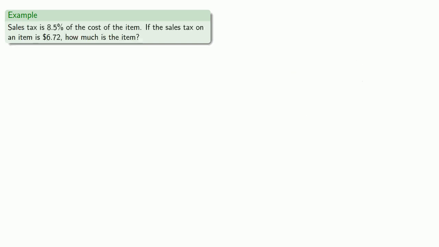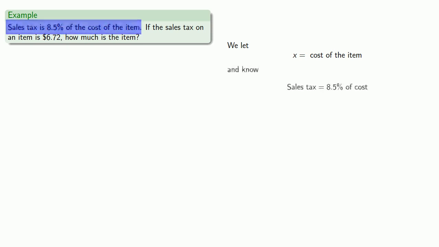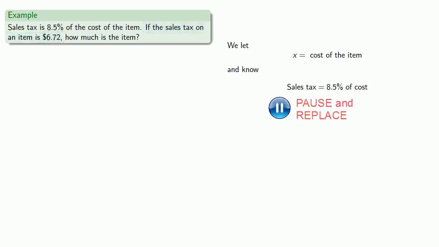How about a word problem? Sales tax is 8.5% of the cost of the item. If the sales tax on an item is $6.72, how much is the item? We'll let x be the cost of the item. So we know that sales tax is 8.5% of the cost. So we know the sales tax amount is $6.72, so let's replace that. And the cost of the item is x, so we'll replace that.